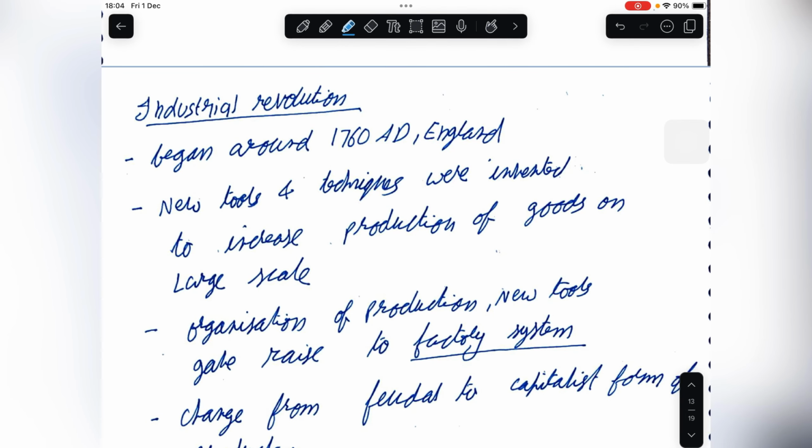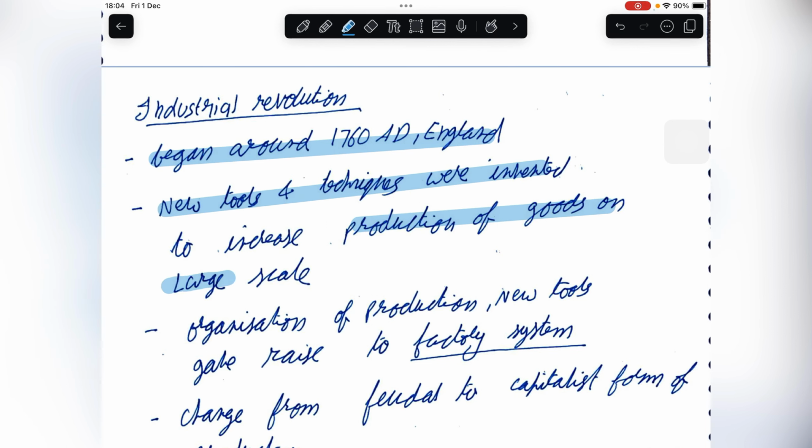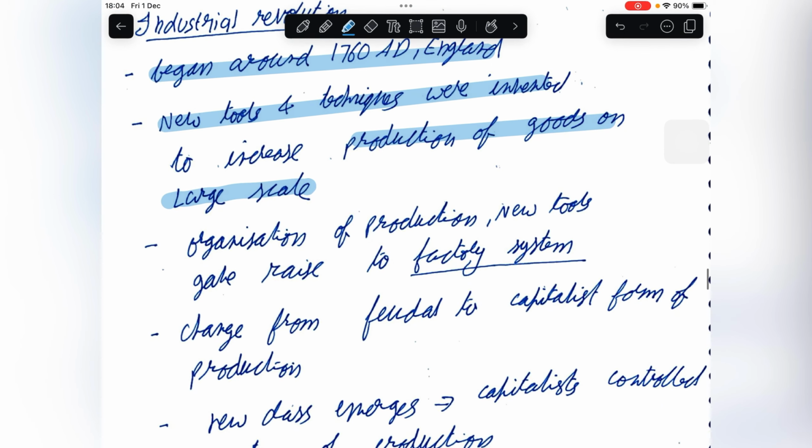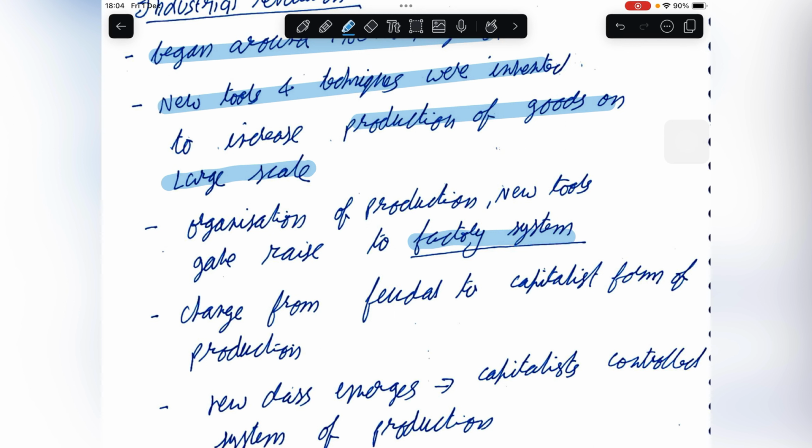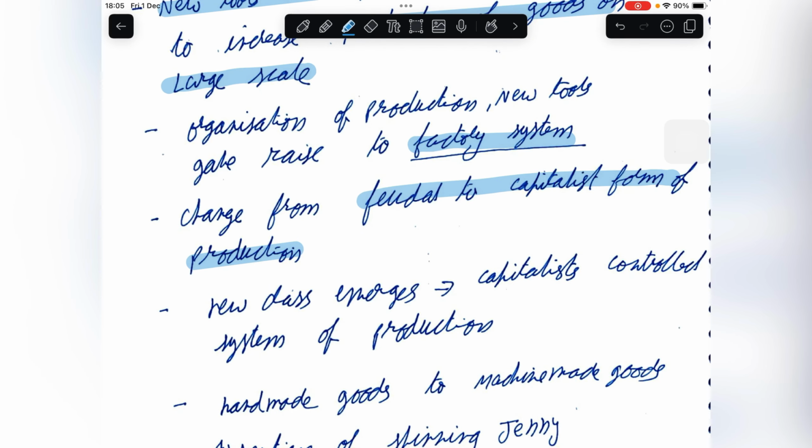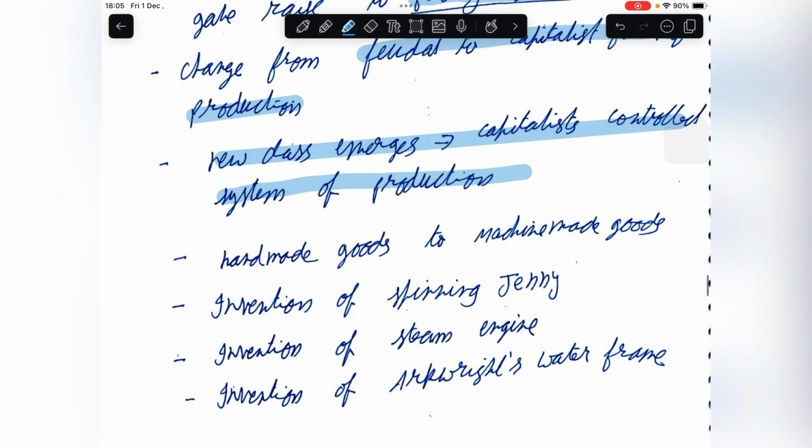The Industrial Revolution began around 1760 AD in England. New tools and techniques were invented to increase production of goods on a large scale. The organization of production and new tools gave rise to what is called the factory system. So it changed the feudal to the capitalist form of production. If traditional Europe is feudal, modern Europe is capitalist. A new class emerged, called the capitalists, who control the system of production. Handmade goods lost their importance. Now there are only machine-made goods.